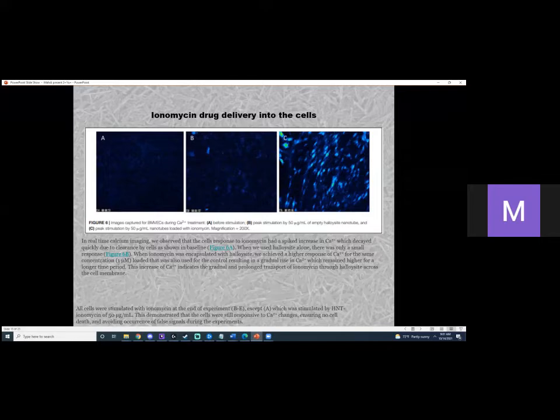All cells were stimulated with ionomycin at the end of each experiment, which was used to show that the cells were still responsive to calcium changes, which showed that there was no cell death. Because once the cells stopped responding after your initial experiment, that shows that they were dying. And when we tested it with calcium at the end of each experiment, it shows that they were still alive and responding really well to any sort of treatment.